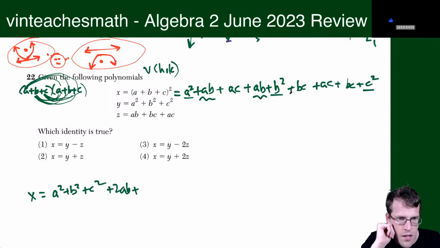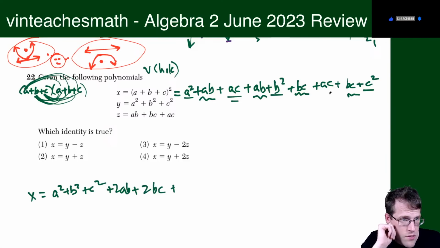Plus there's a bc and a bc, so that's two bc's. And then there's two acs. So now just look at the answer choices. They all say x equals. So then how do we combine this to build this?